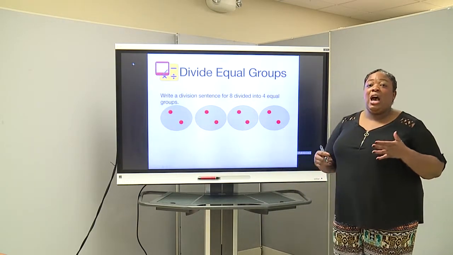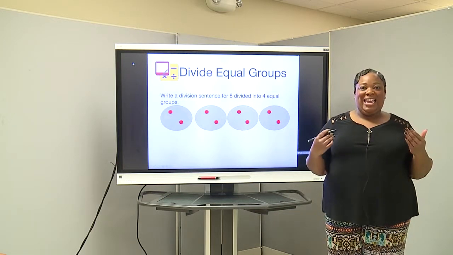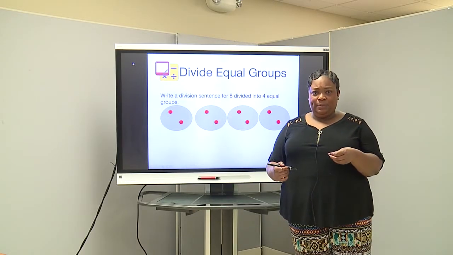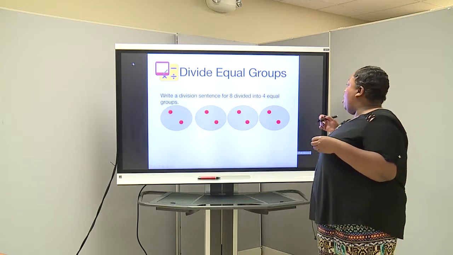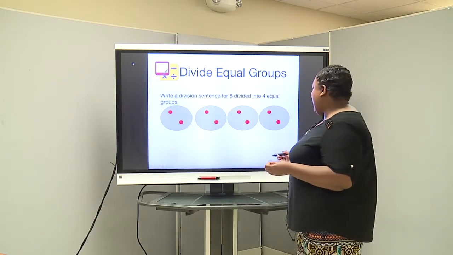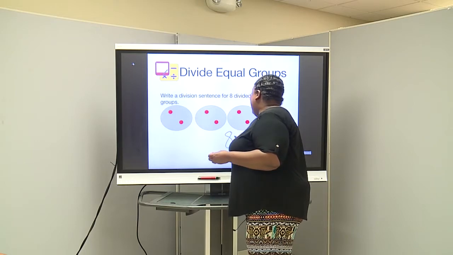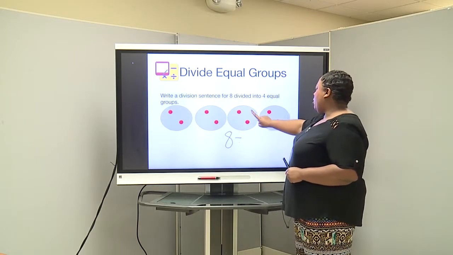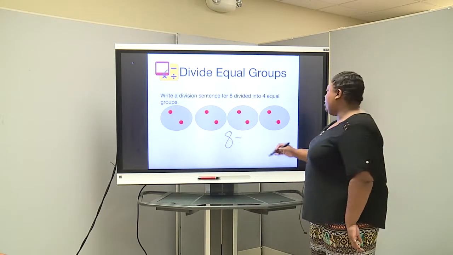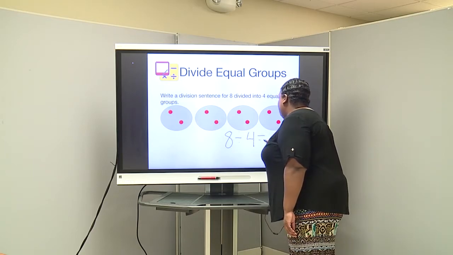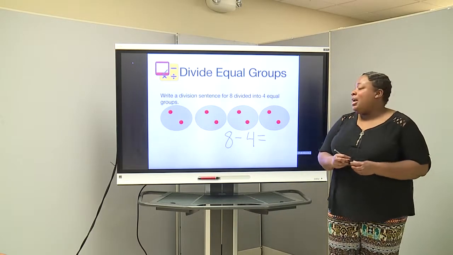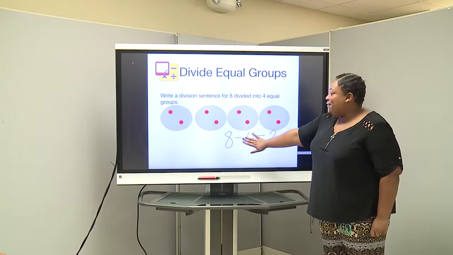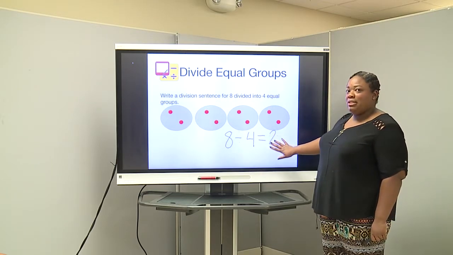Now what I want to do is make a division sentence for 8 divided into 4 equal groups. Remember, what did I just tell you that 8 represents? The 8 represents the total number of red circles, okay? So what we say is we have the total 8 divided by the number of groups. We have 1, 2, 3, 4 large groups, okay? So we have 8 divided by 4 equals, and you should have said 2, because what we have here is the total divided by the number of groups equals the size of the group.